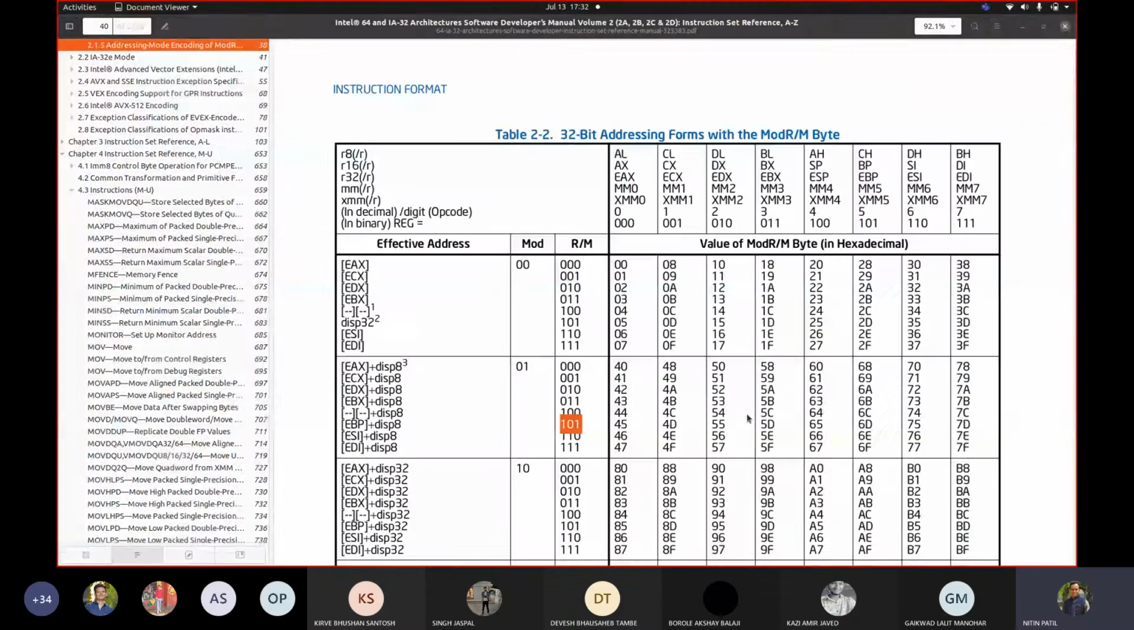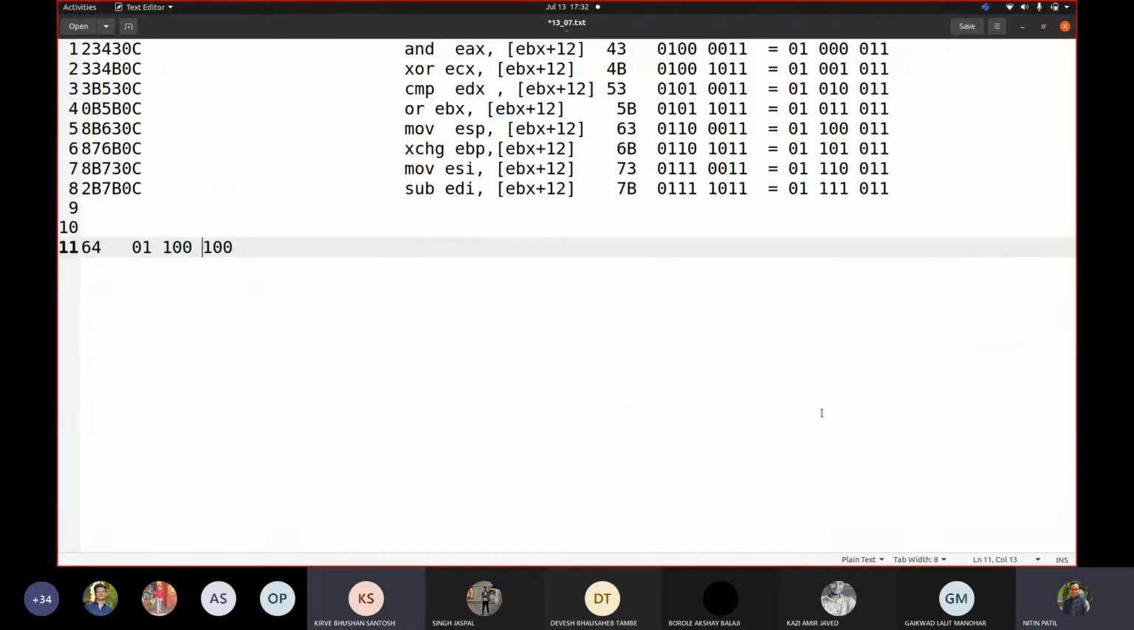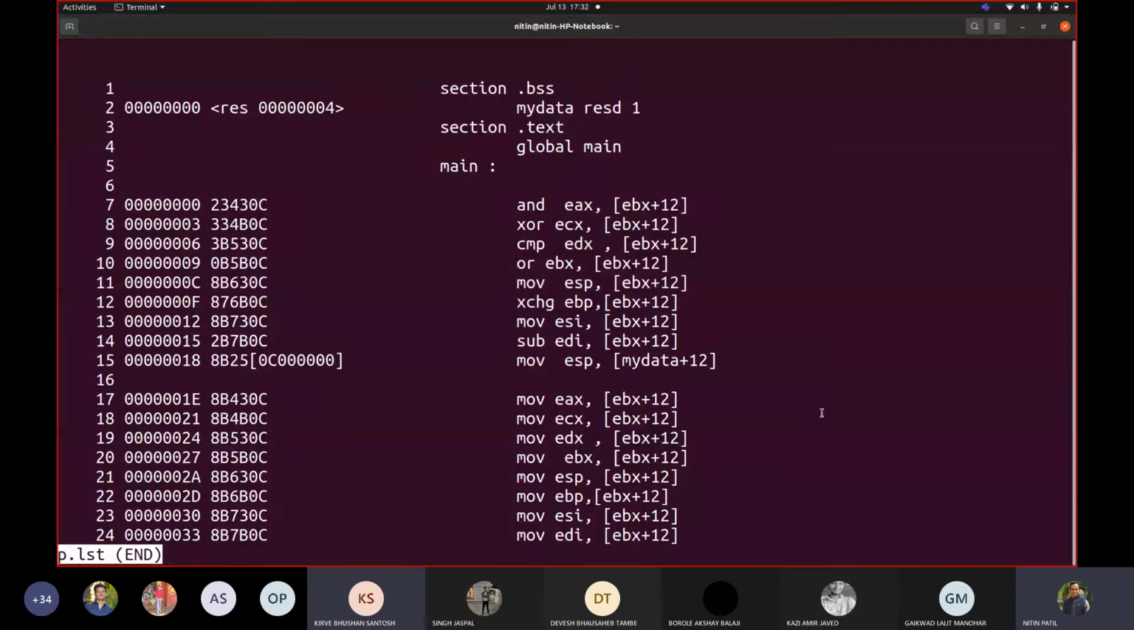Where is 64? This one. Right, so I wanted something similar to this. How can I get it? If I change the order of it, can you see that we got 25? Correct? So it is taking 0 1 0 0 as mod, but we wanted that mod to be 0 1.